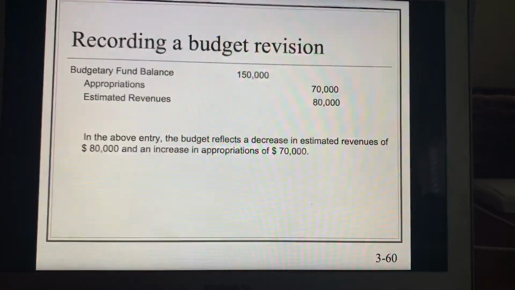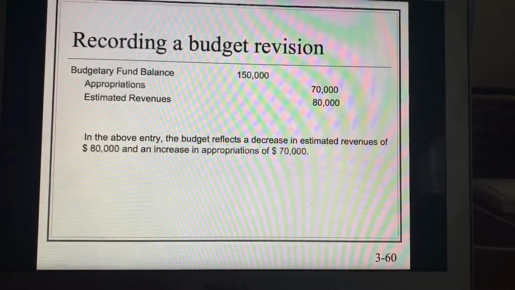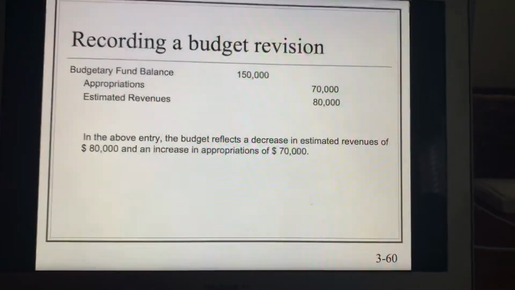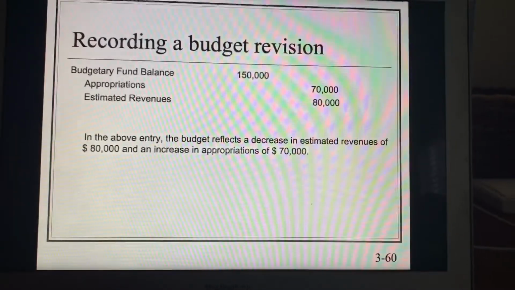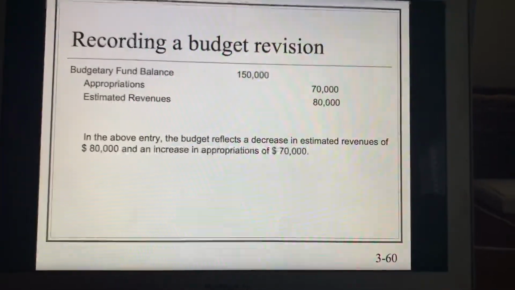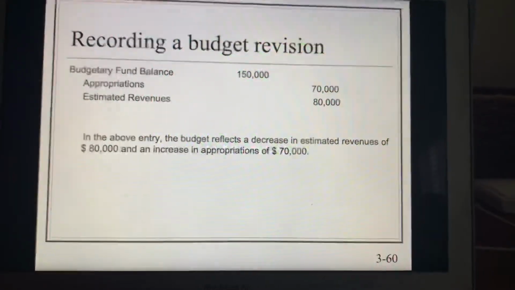Recording the budget revision: budgetary fund balance 150,000, appropriation 70,000, and then estimated revenue 80,000. Again, those both have to equal, debits equal to credits. So in the above entry, the budget reflects a decrease in estimated revenues of 80,000 and an increase in appropriations of 70,000.